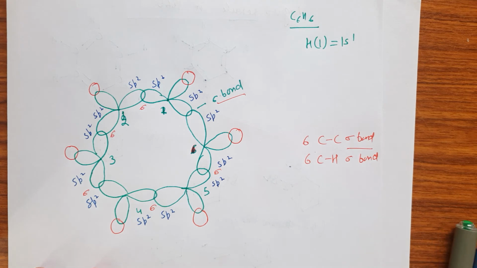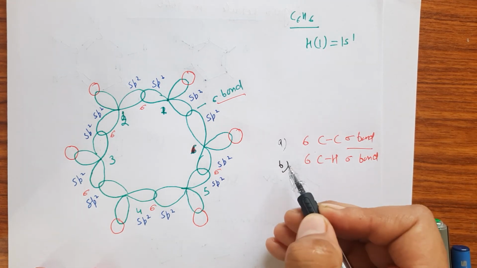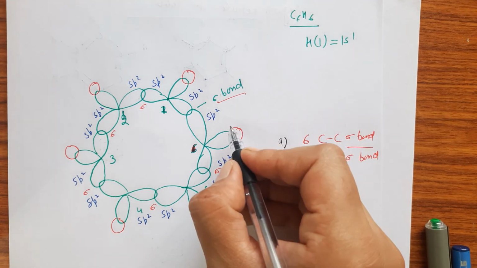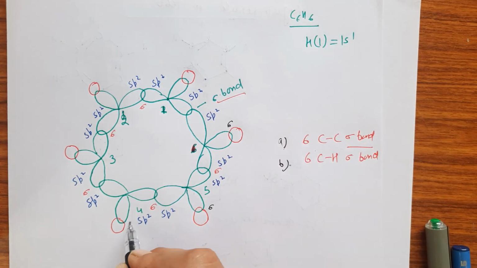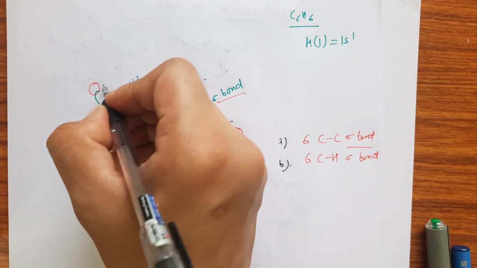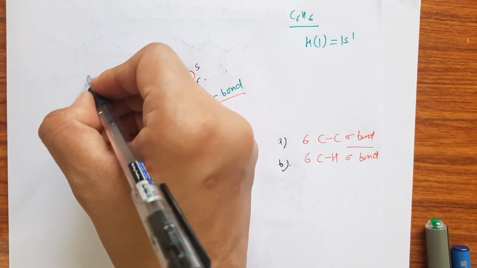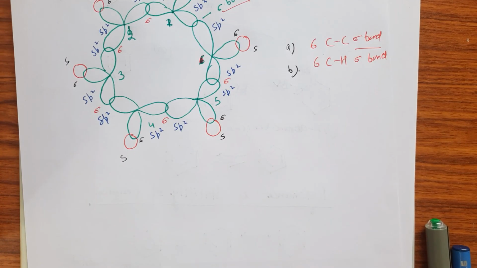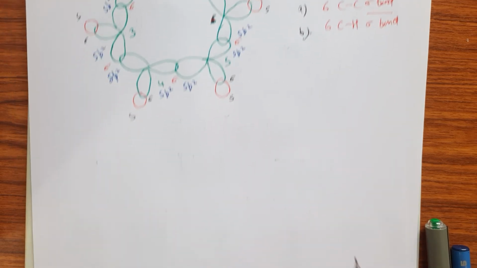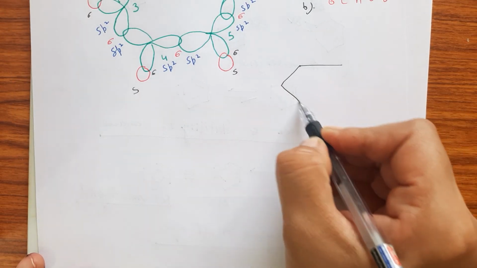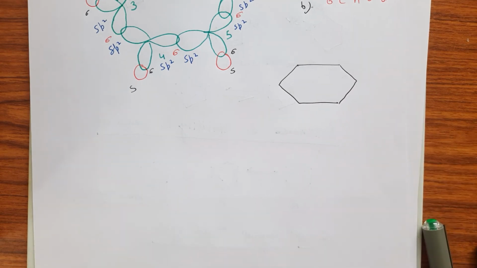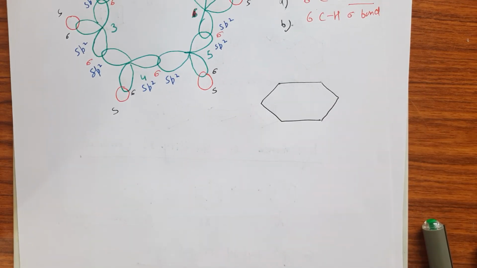This is the first one. This is the second conclusion. So that means, let's see, this is sigma bond, sigma, again sigma, sigma. So this is s orbital of hydrogen, right? So in this way we can write this, the sigma bond formation of the benzene, right?